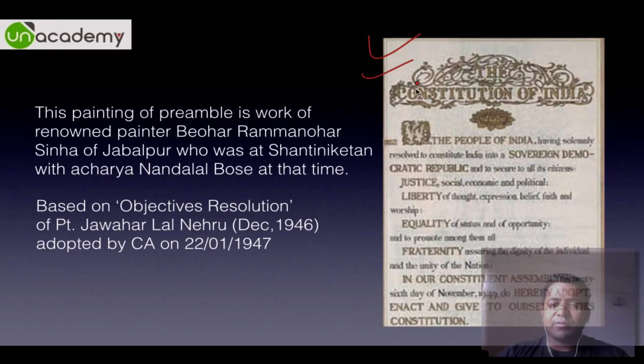How many of you are familiar with this painting? Obviously yes, if you have seen Subhash Kashyap or NCERTs, we have this painting. This is a painting by Beohar Rammanohar Sinha of Jabalpur, a renowned painter, and it was approved by Nandalal Bose at Shantiniketan. The Preamble of India is based on the Objective Resolution of Pandit Jawaharlal Nehru, which was moved in December 1946 in the Constituent Assembly, and they adopted it on 22nd January 1947.